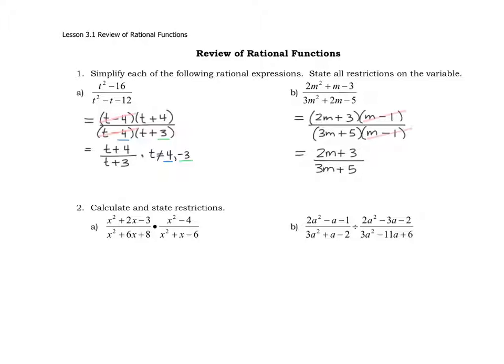Again, you cannot do something like crossing out these m's, or you can't cancel this 3 with that 3. Okay, the entire binomial has to be the same in order for you to cancel anything. So this would be your final answer.